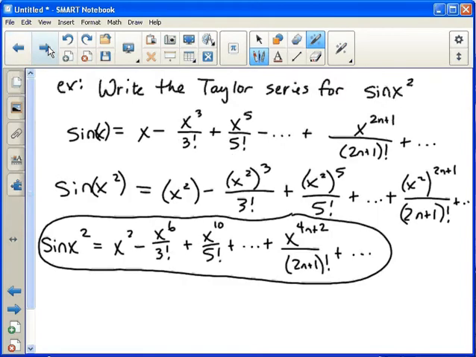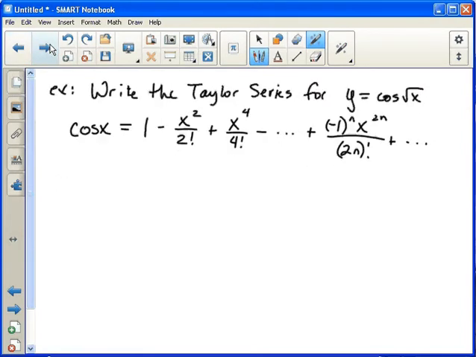So second example, write the Taylor series for cosine of the square root of x. So I went ahead and wrote cosine of x for you. Again, I'm just pulling that from the known ones you should just have memorized from here on out. And I'm going to replace the x with the square root of x, because that's what happened. You substituted square root of x in for x. So I'm going to replace every x I see with the square root of x.